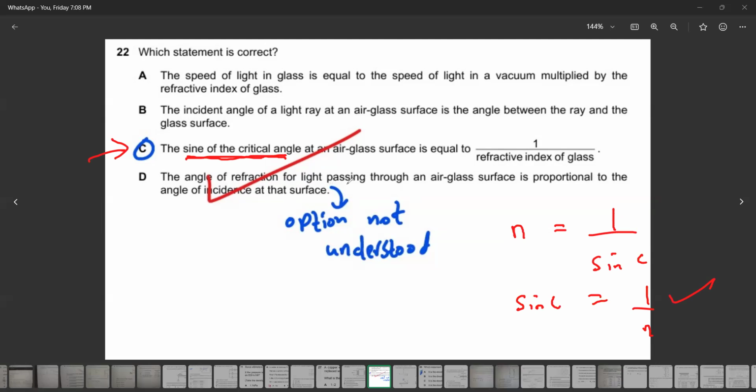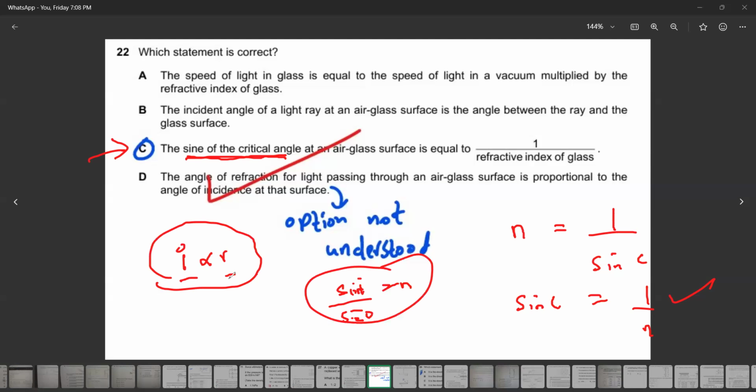What about option D? The angle of refraction of light passing through an air glass surface is proportional to the angle of incidence at the surface. They are saying the angle of incidence is directly proportional to the angle of refraction. What does it mean? If I double the angle of incidence, the angle of refraction will also double. If I triple it, it will triple. But it's not like this. The ratio of sine of angle i over sine of angle r is constant. That is the refractive index, but not i proportional to r.